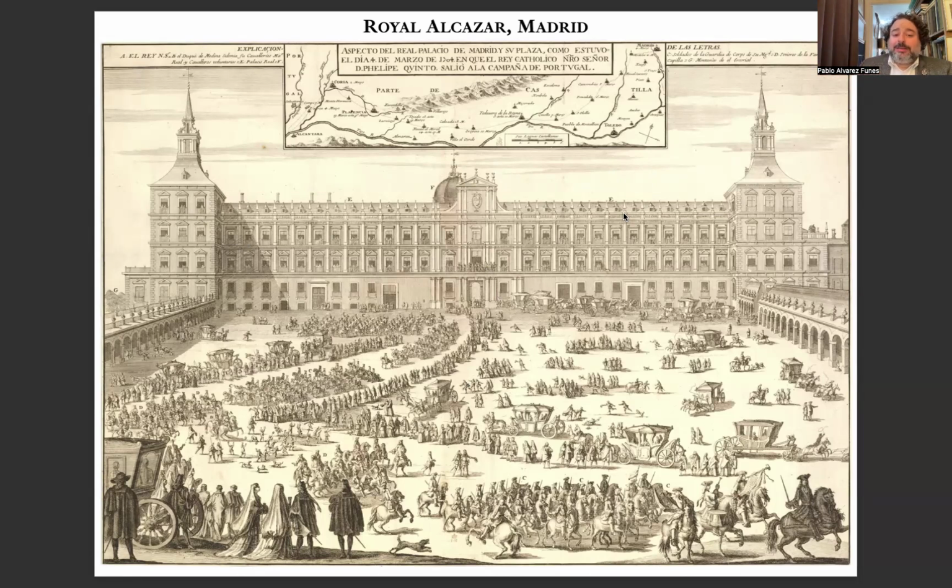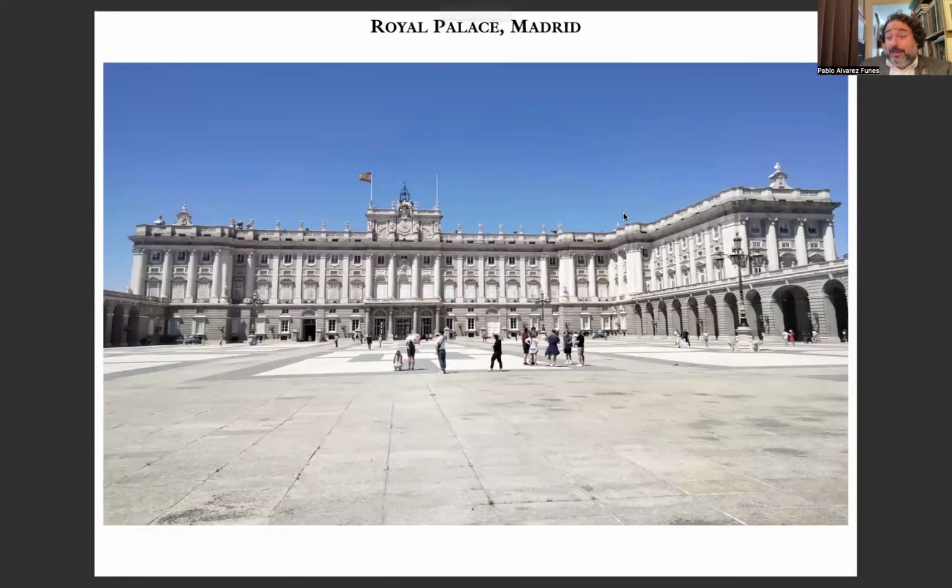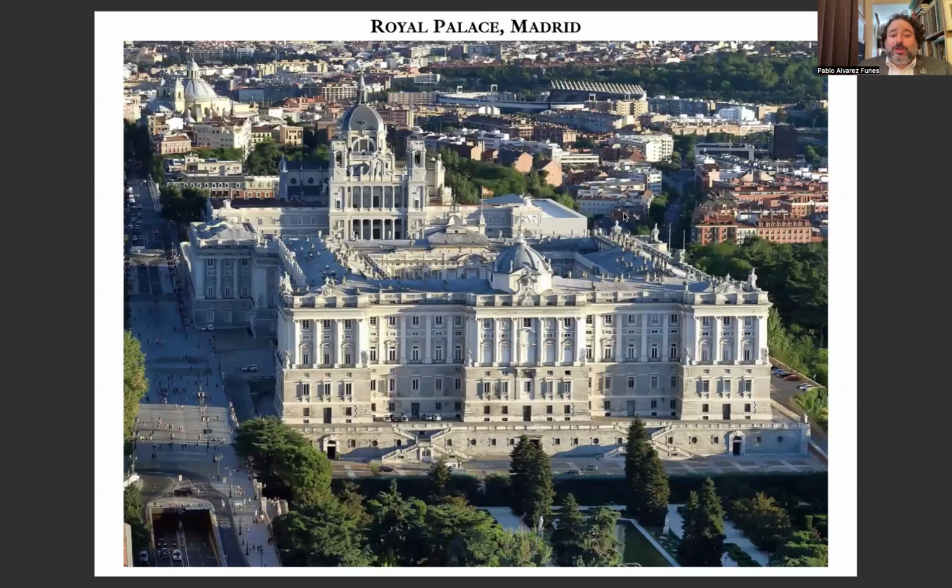Unfortunately, the Royal Alcazar went on fire in 1734, apologies, and it was rebuilt as the now well-known Royal Palace in a completely neoclassical, very beautiful neoclassical style, inspired by Versailles, which is the next thing that I want you to take into consideration.